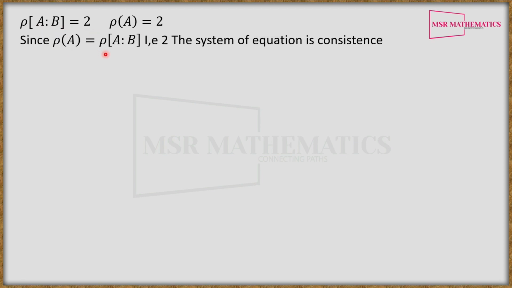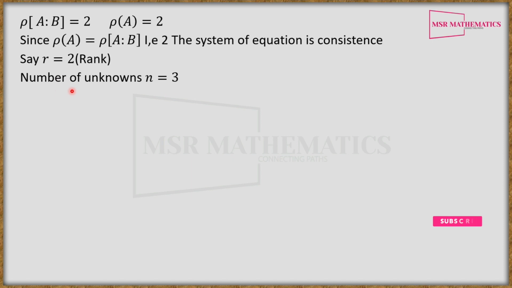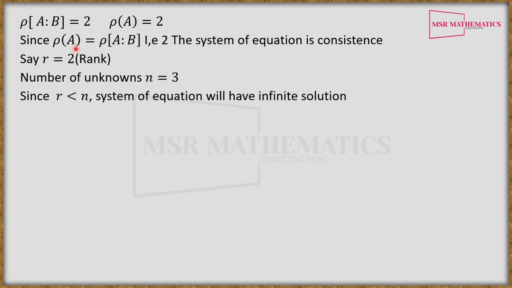Since the rank of A is equal to the rank of A augmented with B, that is equal to 2, the system of equations is consistent. Both are equal. So we can write the system of equations is consistent. Here r is equal to 2, that is our rank for the matrix A augmented with B and A. Also the number of unknowns in the given system is 3. Since r value is 2 and n value is 3, r is less than n, so the system of equations will have infinite solutions. Already discussed in the note: if r is less than n, the system of equations will have infinite solutions.